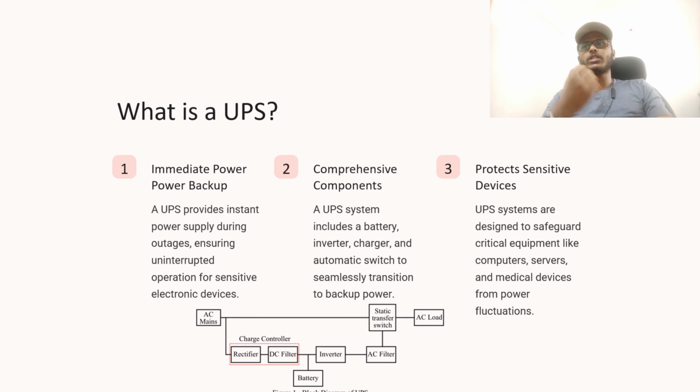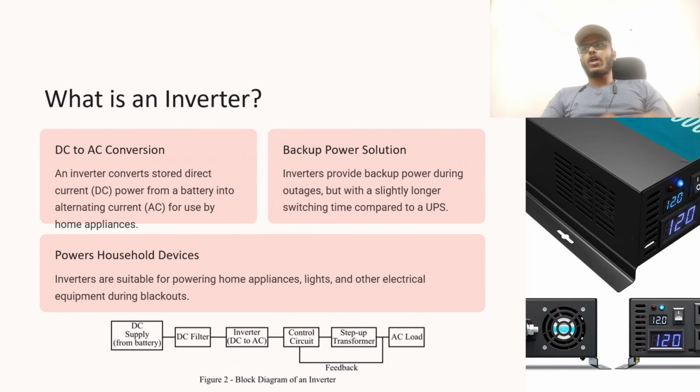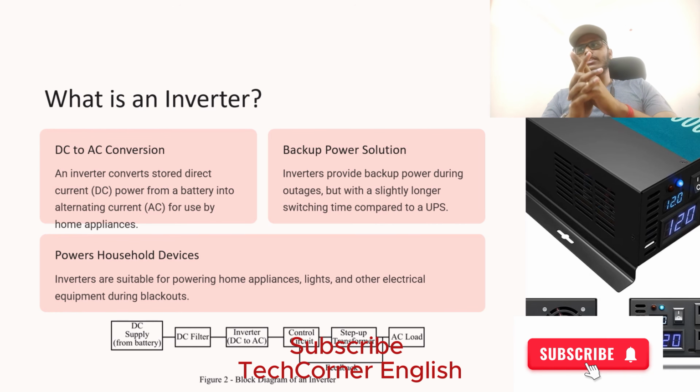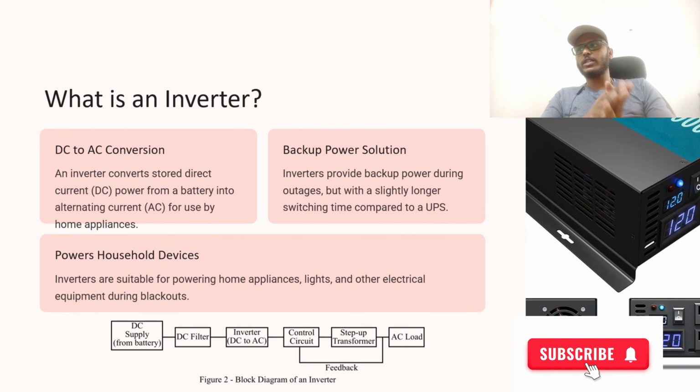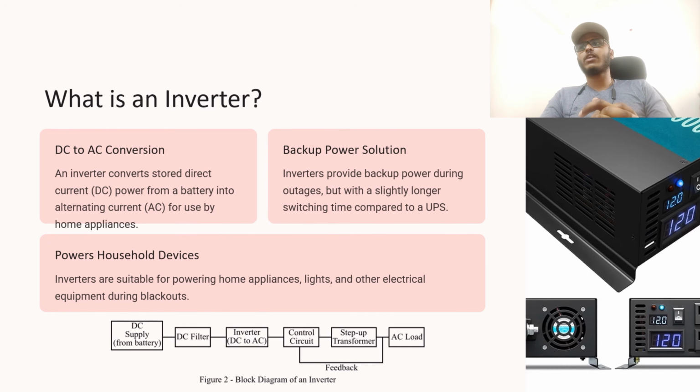So that is the reason UPS systems are designed to safeguard critical equipment like computers, servers, and medical devices from power fluctuations. So now we are going to look at inverter. What is an inverter? An inverter is a device which converts DC to AC. That is what is explained here. An inverter converts stored direct current DC power from a battery into alternating current AC for use by home appliances. So it's not only a battery; you can even connect solar directly to an inverter.